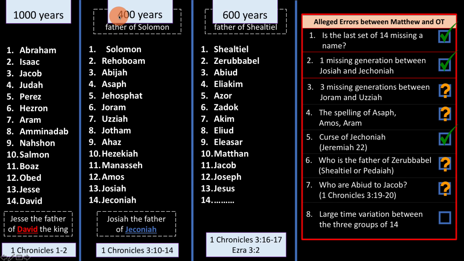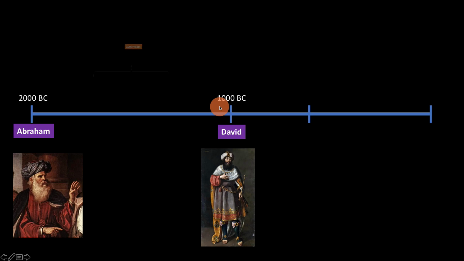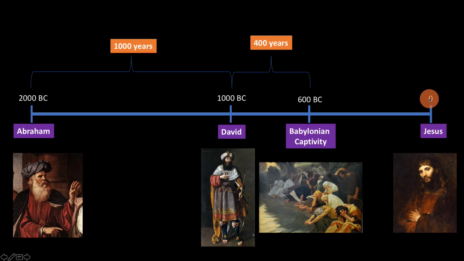But let's first get our head around this issue by creating a timeline. So Abraham, in round numbers, was born in about 2000, and David was born in about 1000. So this is a 1,000-year gap between Abraham and David. The next event in Matthew's genealogy is the Babylonian captivity, which again in round numbers occurred in about the year 600. So between David and the Babylonian captivity, we're dealing with about 400 years. And finally, from the Babylonian captivity to Christ being born in about the year 0, we're dealing with 600 years.